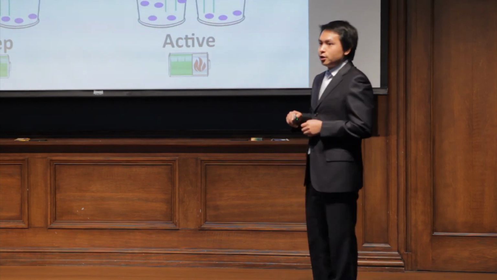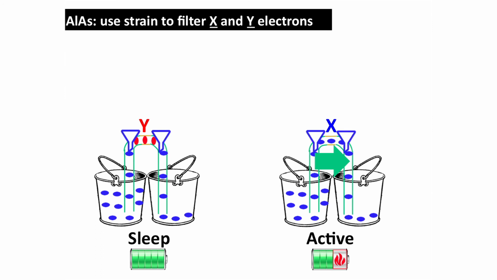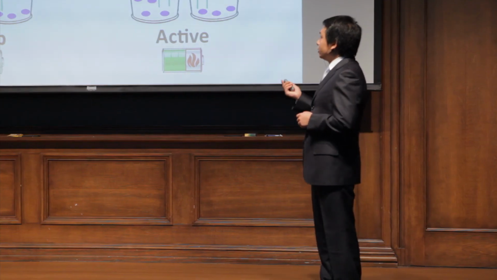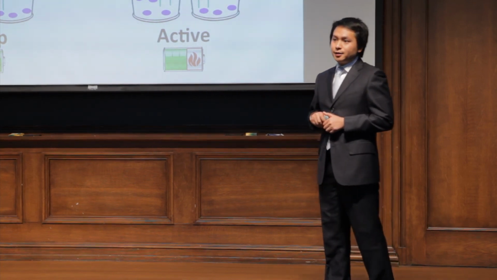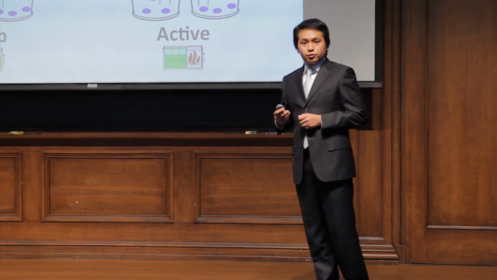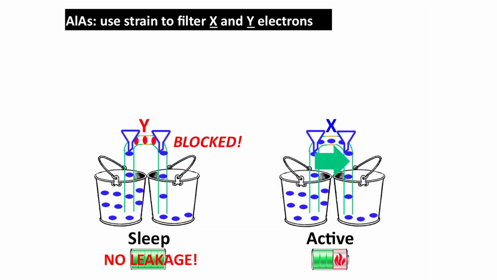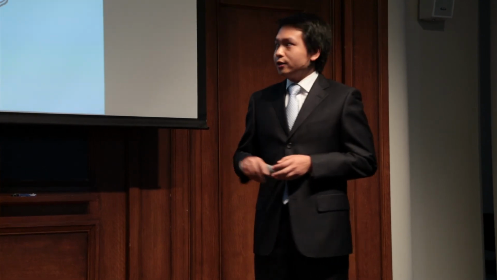So now if we place two filters that only let X electrons go through at the end of the channel, for the active state, again, X electrons can go through, and there will be current in the channel because the filters are open. But for the sleep state, since the filters can only let X electrons go through, all the Y electrons are trapped in the channel. And because all the Y electrons are standing in the way, X electrons cannot get through. And now the channel is blocked, and there's no leakage current.